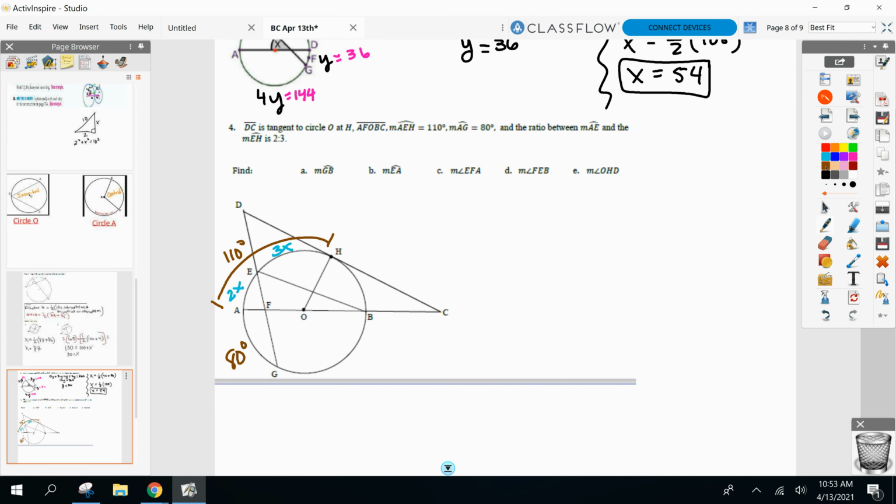You can use the ratio to figure out what arc AE and EH are. Okay, we can start there. 2x plus 3x equals 110. 5x equals 110. I think that's 22? Checking my math there, 22. All right, so x is 22. Plug it back in to find those arc measures. So arc AE will be 2 times 22, 44. And EH will be 22 times 3, 66.